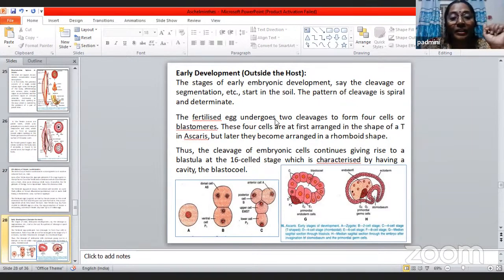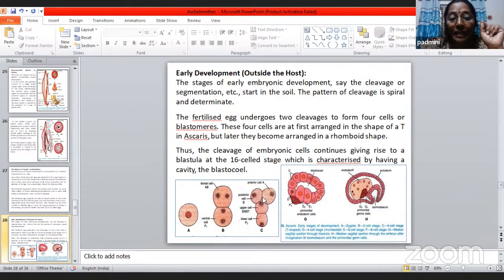So what is that? The fertilized egg undergoes 2 cleavages. You can see over here, there are 2 spiral cleavages, and they form the 4-cell stage. Once they are in the 4-cell stage, they form a T shape. So first, when they undergo 2 divisions, the dorsal cell is called the AB cell and the ventral cell is called the P1 cell. Now, once this undergoes the second division, they become a 4-cell stage. The 4-cell stage resembles the alphabet T.